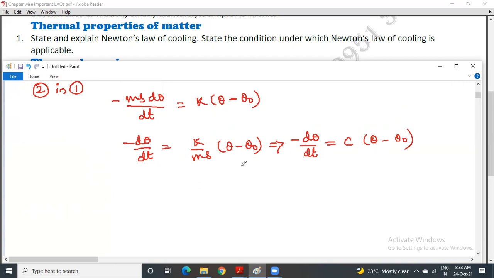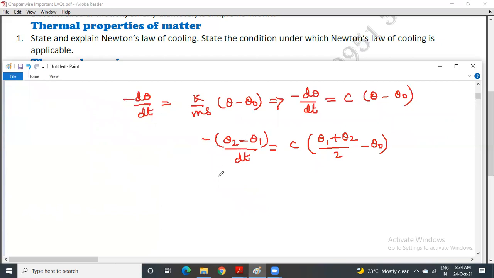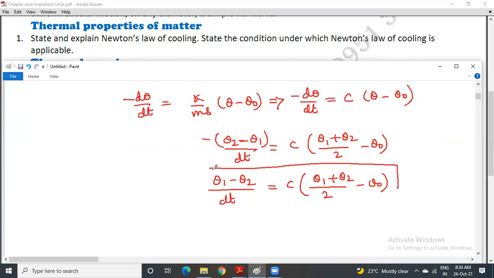In particular, you have to write this as minus theta 2 minus theta 1 by dt is equal to c, where theta is the average temperature of the body, theta 1 plus theta 2 by 2. This is useful while doing numericals. So you'll finally get theta 1 minus theta 2 divided by dt is equal to c times theta 1 plus theta 2 by 2 minus theta naught, where theta 1 is the initial temperature. So this is the desired equation.